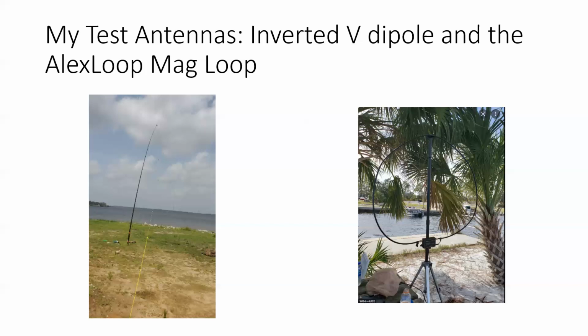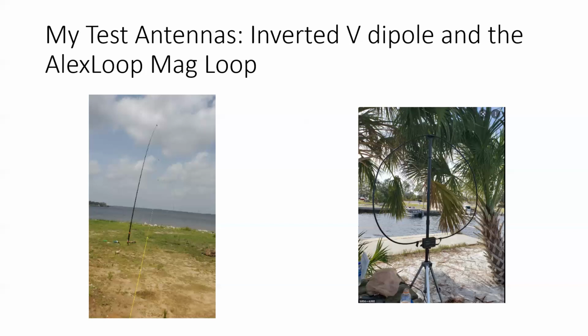I happen to have two antennas. One is on the left. It's a link dipole. It's not very photogenic because you can almost not see it, but it's a dipole in an inverted V fashion. It only has one support in the middle. And on the right is the Alex mag loop. It's not advertised as an NVIS antenna, but I've had very good NVIS contacts with it.